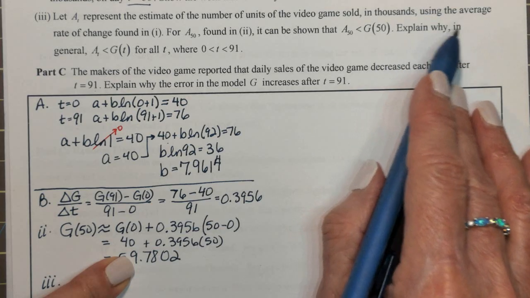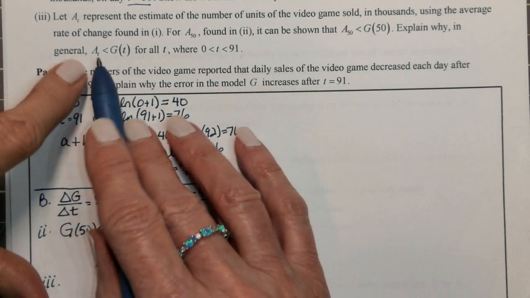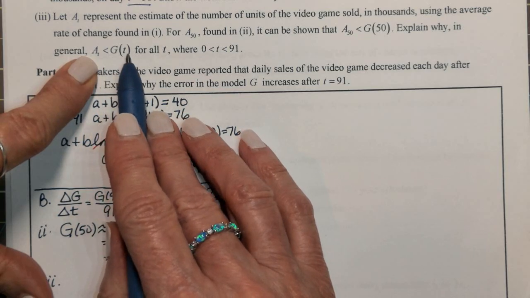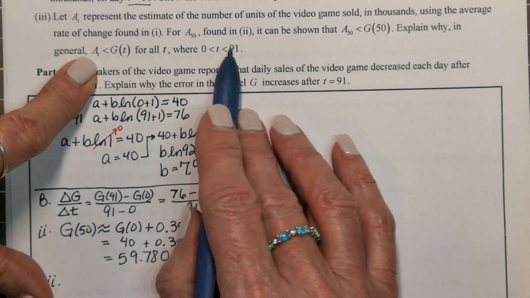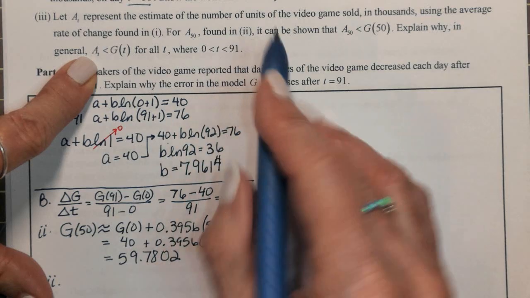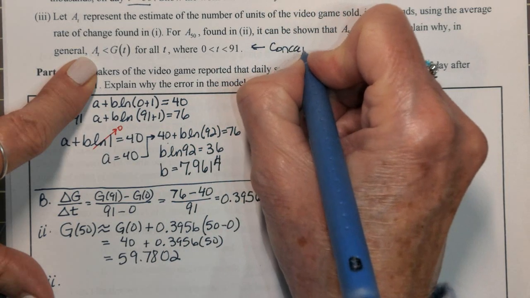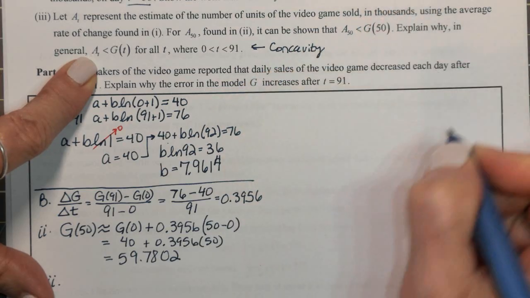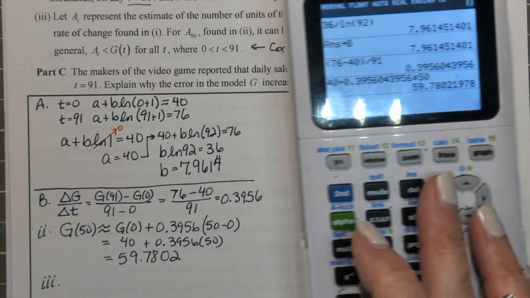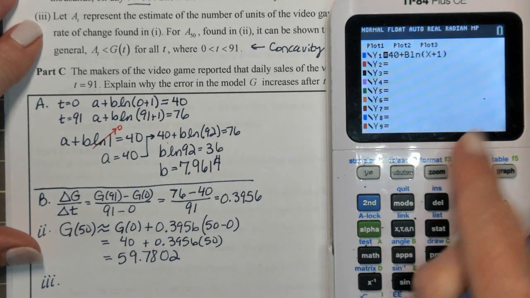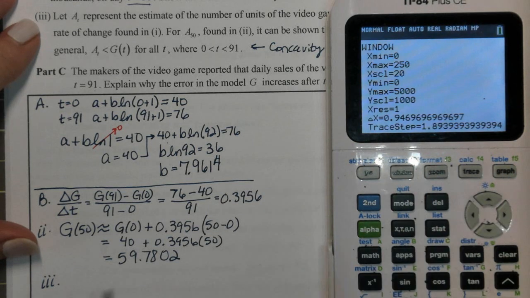Explain why, in general, A sub t is less than G of t for all t between 0 and 91. Remember, this part almost always deals with concavity. Let's go take a look at the curve. So it's stored in here. Let's think of a logical window.